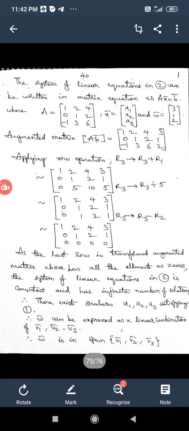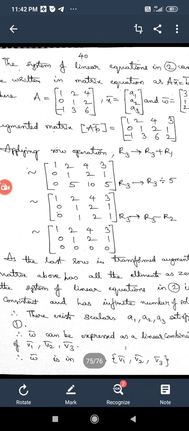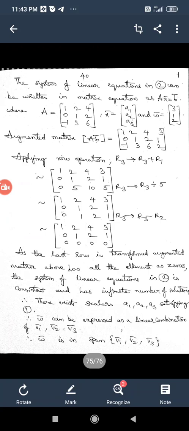last transformed augmented matrix, and at this stage we can give the conclusion about the solution of the linear system in equation 2. As the last row in the transformed augmented matrix above has all the elements as zeros, the system of linear equations in 2 is consistent and has infinite number of solutions.